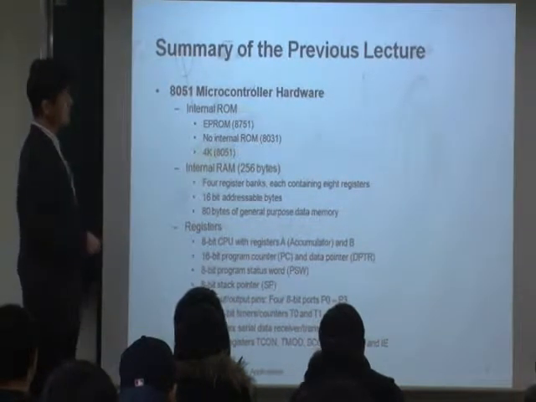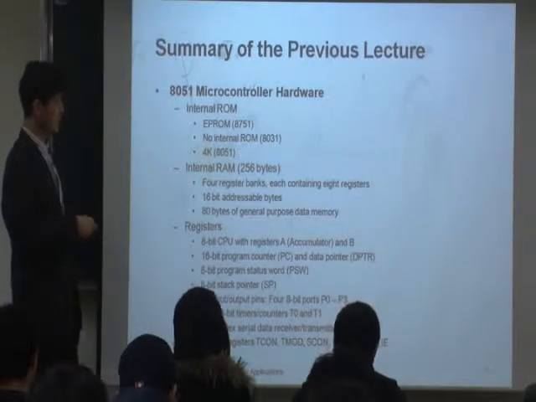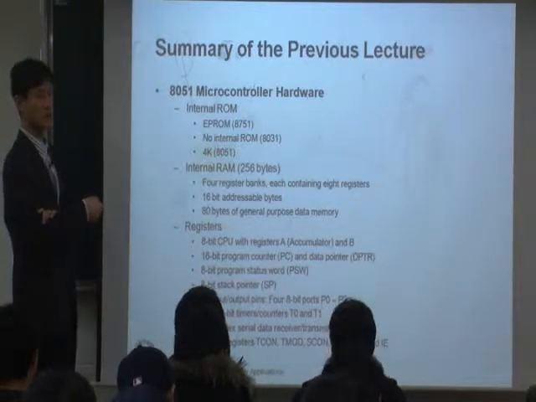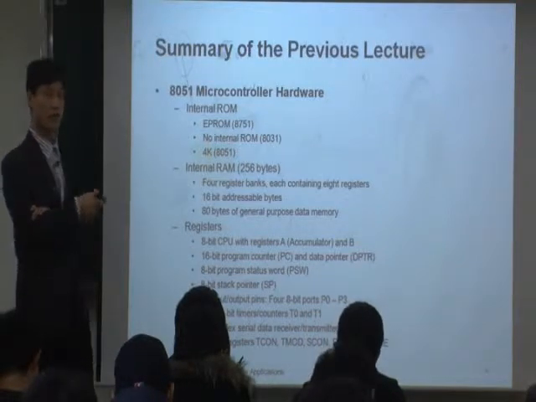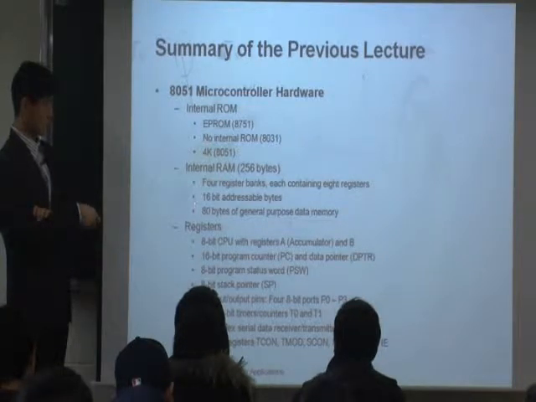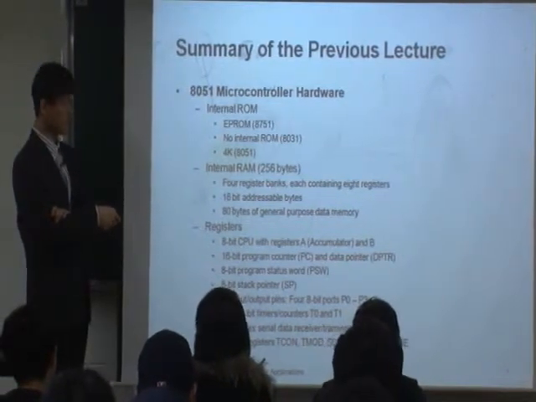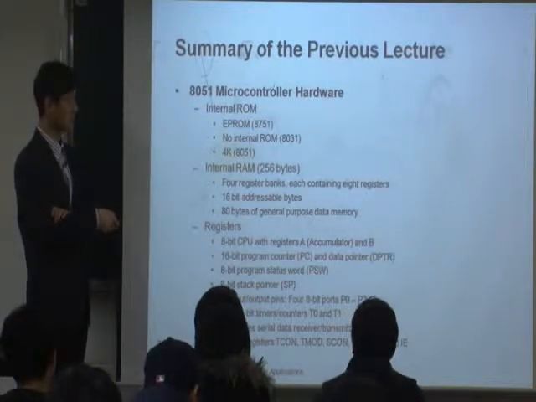Okay, so we learned these things, right? Some registers in 8051 and internal RAM. Also, we learned some families of 8051. Some of the 8051 family have no internal ROM or EPROM or flash. And here are some characteristics of internal RAM: 4 register banks, and each bank has 8 registers. So therefore we have 32 general purpose registers. Here you see the 16-bit addressable byte.